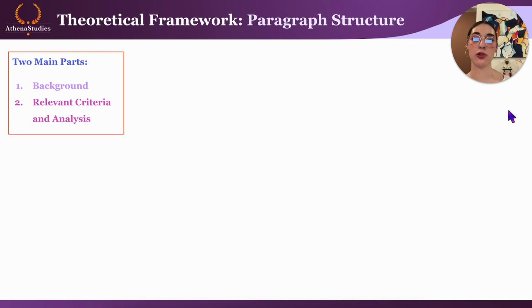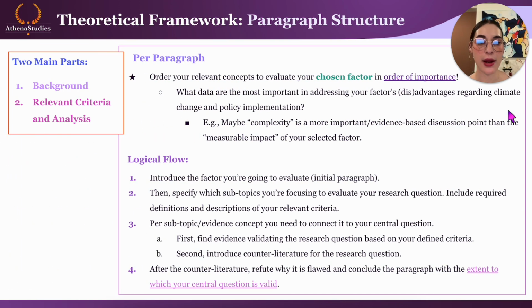So in terms of the actual paragraph structure of your theoretical framework, I took this section actually from the analysis part that I covered last year in a knowledge clip, but I think just because of the fact that it needs to be combined in a way, I would recommend this as the paragraph structure for the theoretical framework. And that is primarily to evaluate or order your relevant concepts, to evaluate your chosen factor in order of importance. So what data are the most important in addressing your factors, disadvantages or advantages regarding climate change and policy implementation.